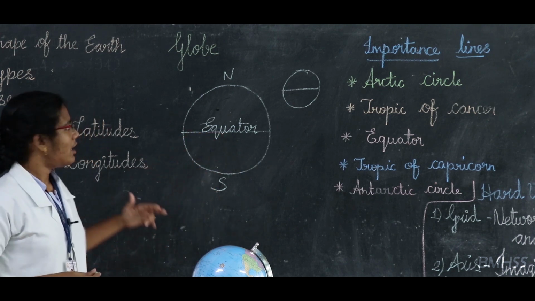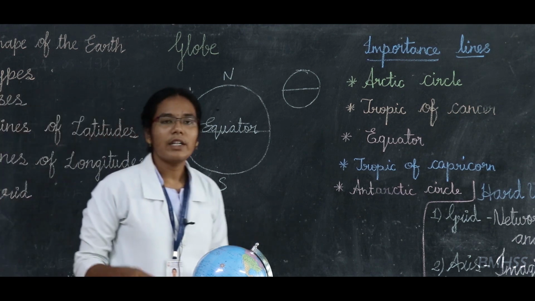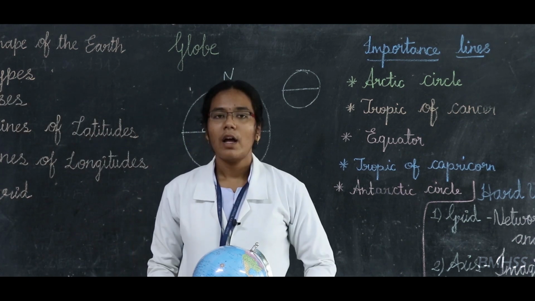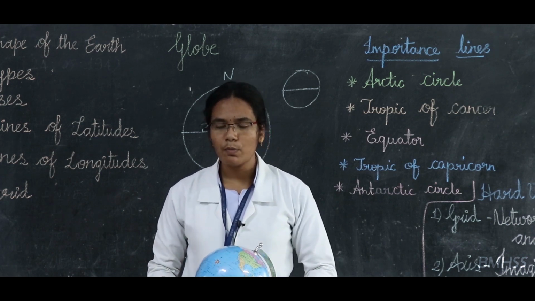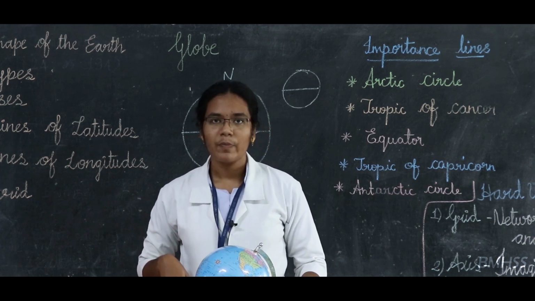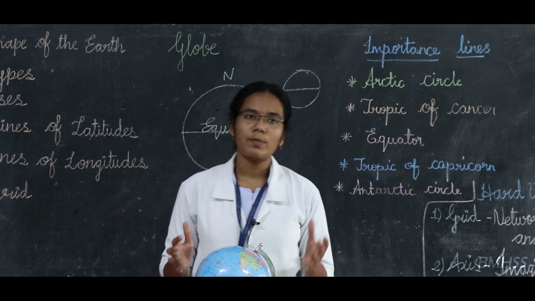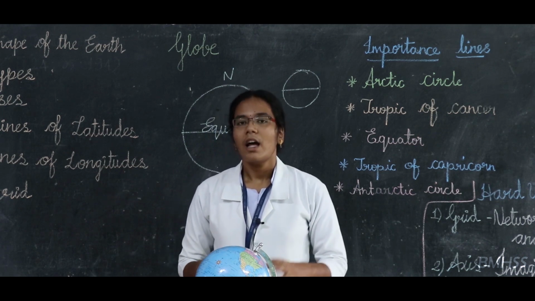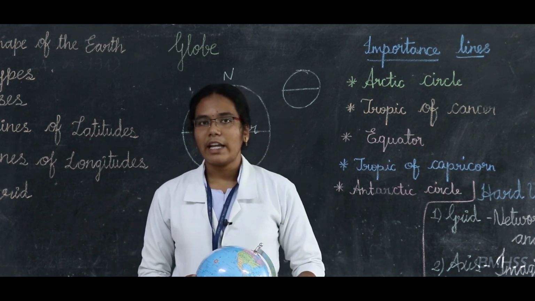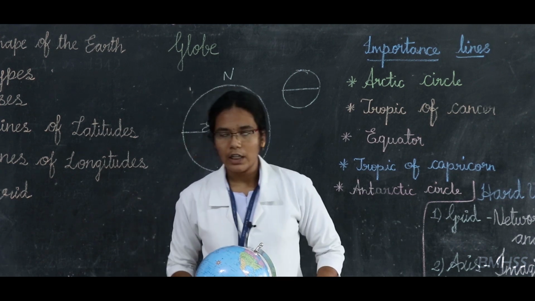Okay children, the next topic is types. What are all the types you know? It is a big globe. Another one is a small globe; small means pocket size globe. The last is balloon-like globes. So totally 3 types of globes are there. First one is the big globe, second one is the pocket size globe, third one is the balloon-like globe.